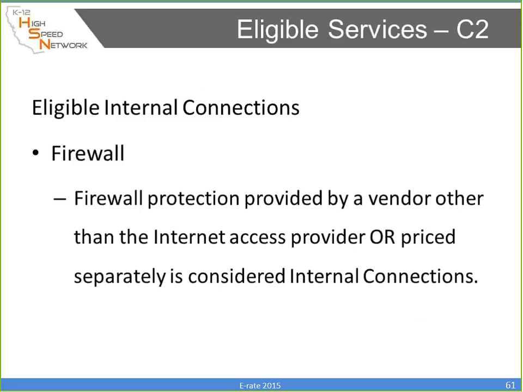Firewall, when it comes to Category 2, notice it says firewall protection provided by a vendor other than the internet access provider or priced separately is considered internal connection. So that means it has to be counted toward your internal connections budget.